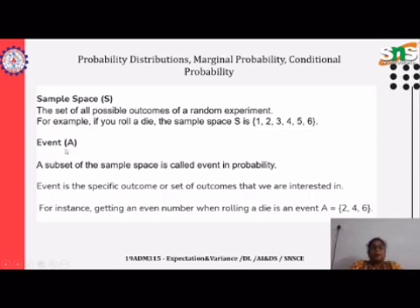That is what they call an event. Simple. See, for instance, getting an event when rolling a die. A is taken as a set of possible even numbers: 2 4 6. You can call it A, S, or whatever you like. It is a subset of this sample space S.